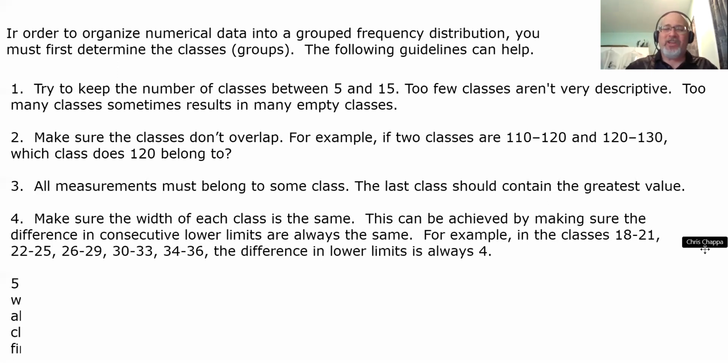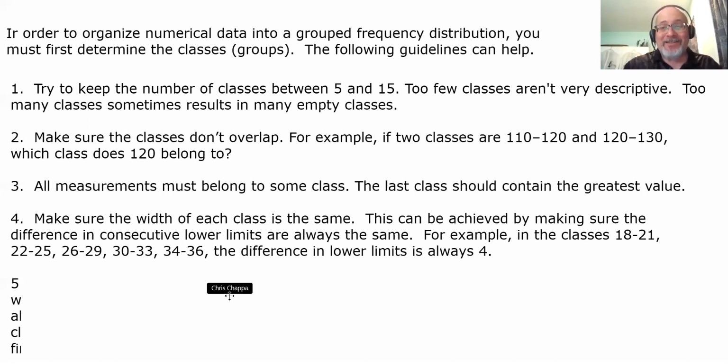Number 4, and this is the trickiest part, make sure the width of each class is the same. Technically, the class width is the difference between consecutive lower limits. But this can be achieved by making sure the differences in consecutive lower limits are always the same. For example, in the classes 18 through 21, 22 through 25, 26 through 29, 30 through 33, and 34 through 37, the difference in lower limits is always 4.